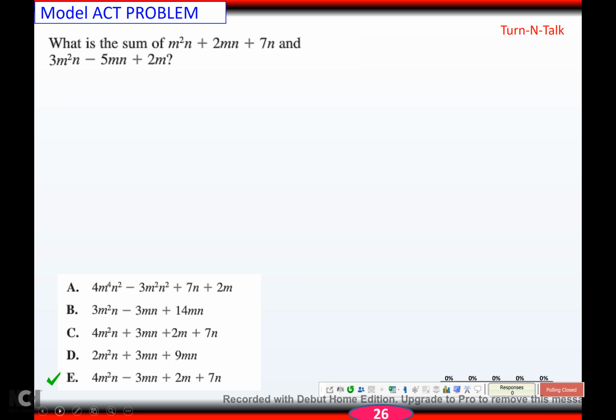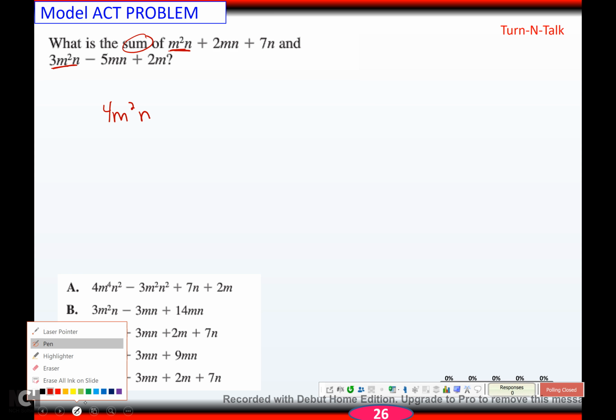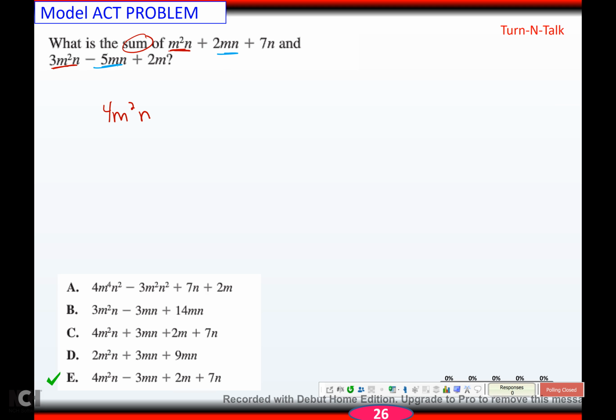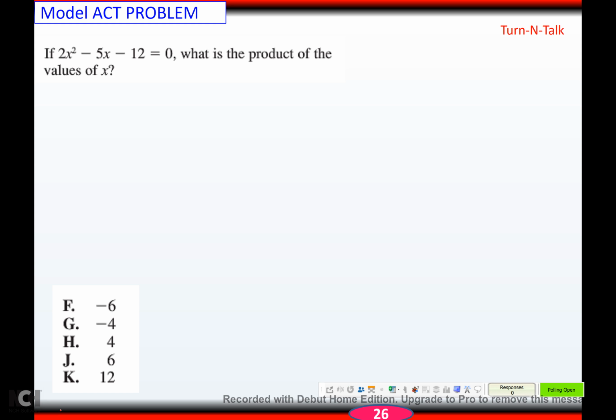And hopefully you got E. They want the sum, which means no signs change. So you're going to combine m squared n to m squared n, which makes 4m squared n's. Then you're going to combine mn with mn. 2 minus 5 is -3. And then you don't have any other n's, so drop it like it's hot. And you don't have any other m's, so drop it like it's hot. And they put m in front of n, but there's your polynomial. Alright, last one. Hit pause, come back when you're ready.